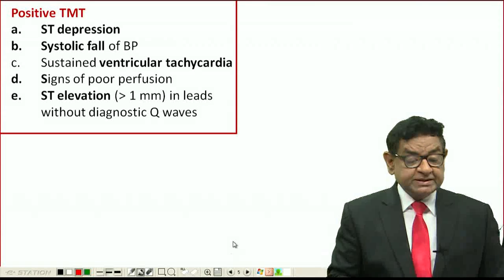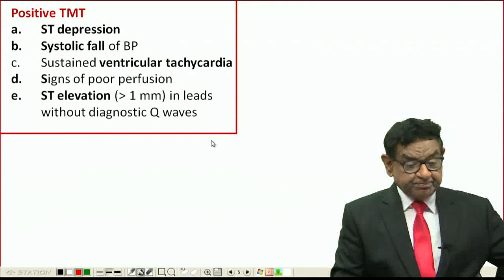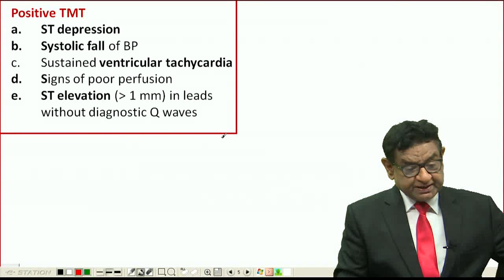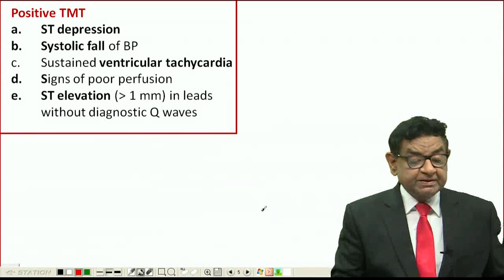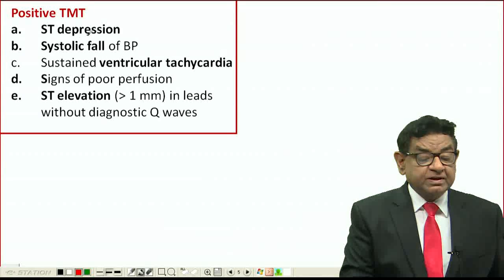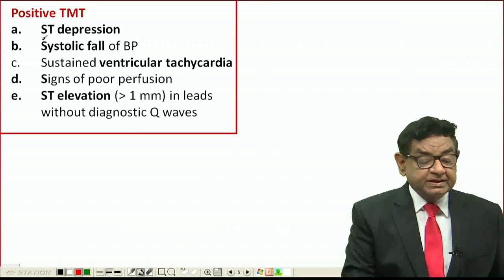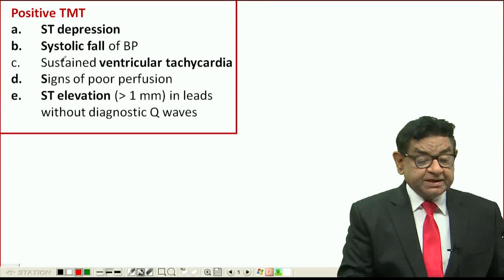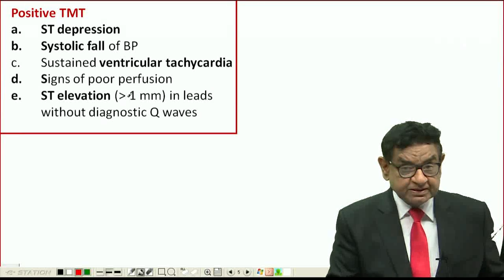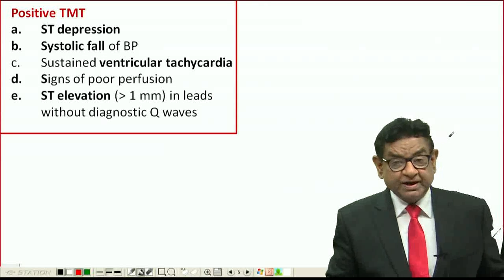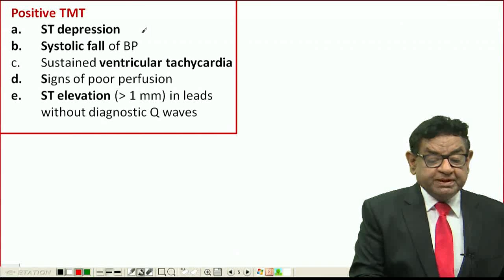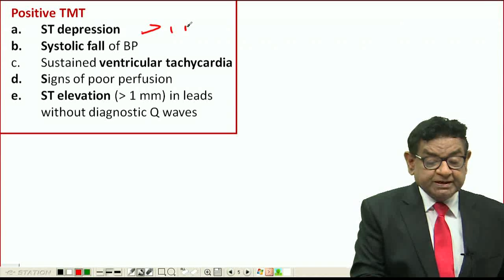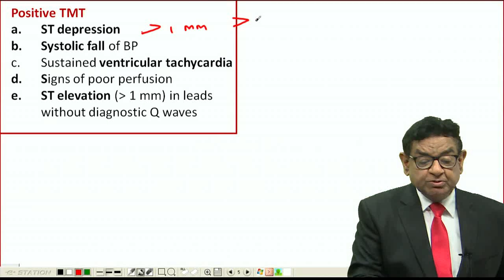So let's see what are the conditions where we may get false positive TMT tests. Sometimes we may get a false positive TMT test. Now, the criteria of positive TMT: when we are talking about positive TMT, the ST segment should be depressed more than 1 millimeter for at least more than 0.08 second.